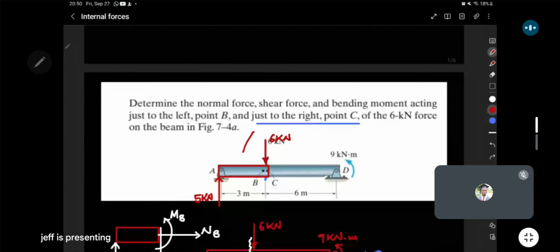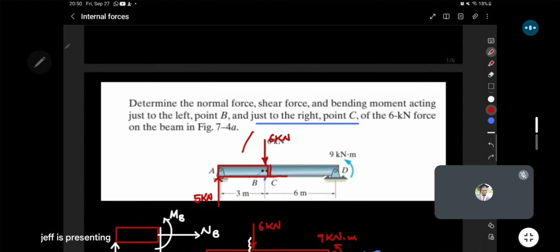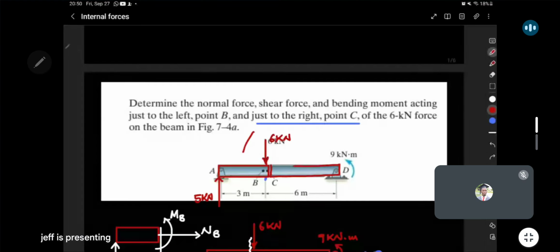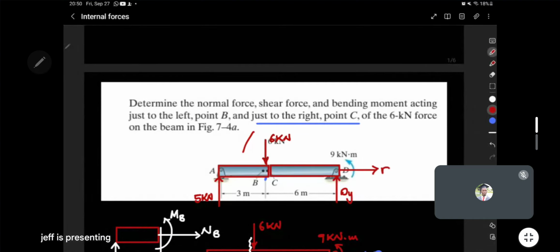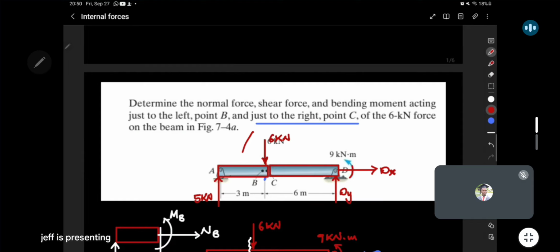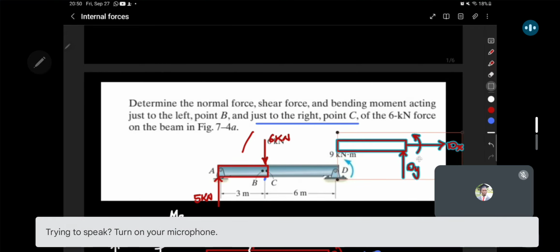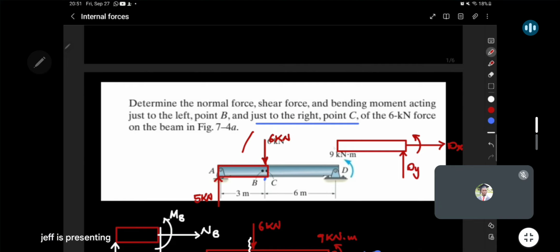Had we gone for the section to the right of C, what would have been present would have been first the supports at D, Dy and Dx, and also this couple moment here. These are all to the right of C. So these would be the ones we would have had to work with. Notice that the 6 kilo is to the left of C, so we wouldn't have had it if we had gone with this. So with this, it would have meant that I would have had our shear force.